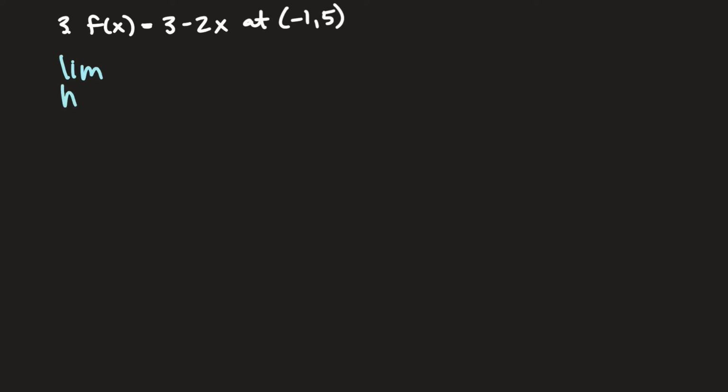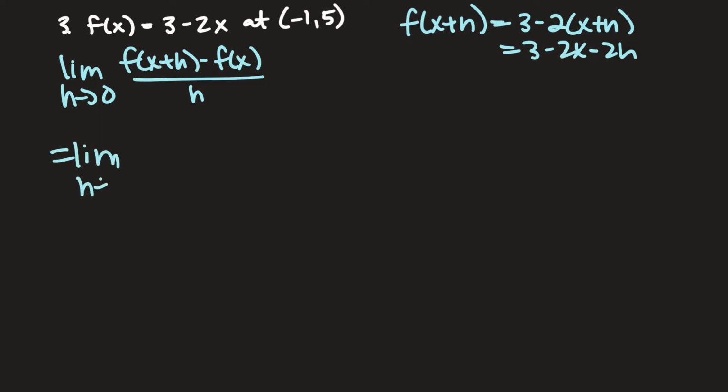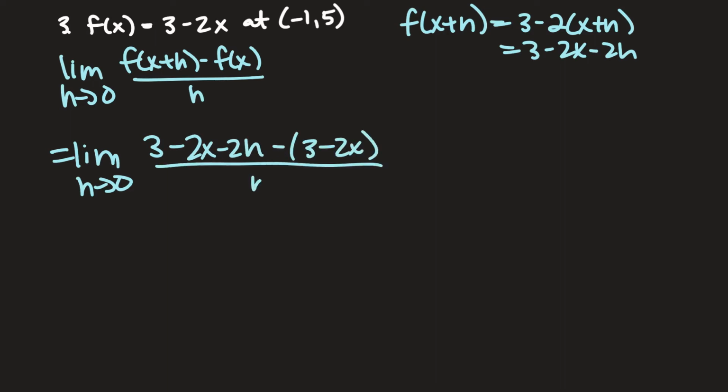So I have the limit as h approaches 0 of f of x plus h minus f of x over h. And I will use one of the other formulas later on. Maybe that would help as well. Okay, so f of x plus h is going to be 3 minus 2 times x plus h, which is 3 minus 2x minus 2h. Okay, so this is going to be the limit as h approaches 0 of 3 minus 2x minus 2h minus 3 minus 2x all over h.